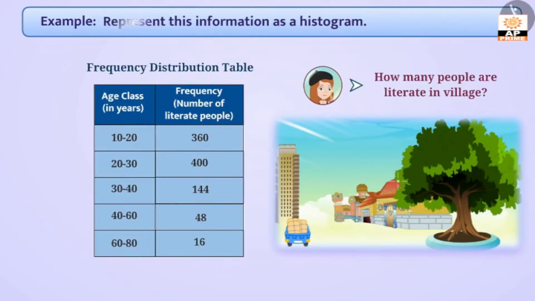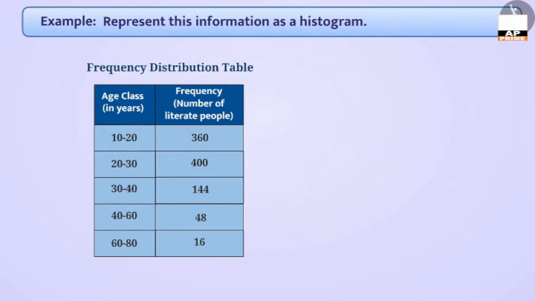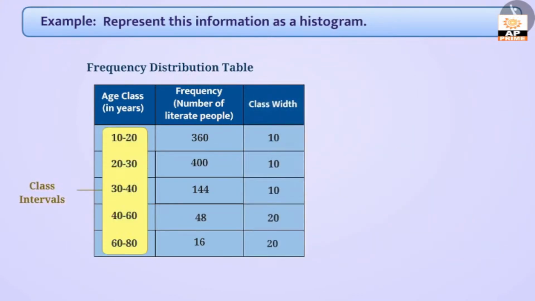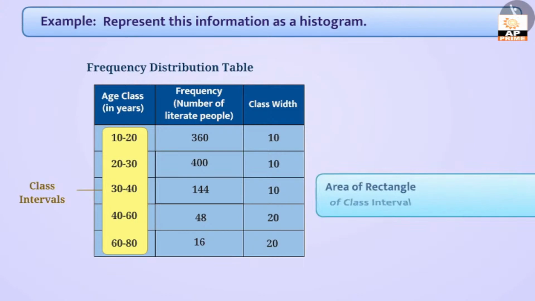Can you represent this information as a histogram? In the given table, the width of all class intervals is not the same. Here, we have to make suitable changes in the lengths so that the area of rectangles is proportional to the frequency of the class interval. For this, we will first find the width of each class interval and choose the lowest class width. That is, here we will choose 10.